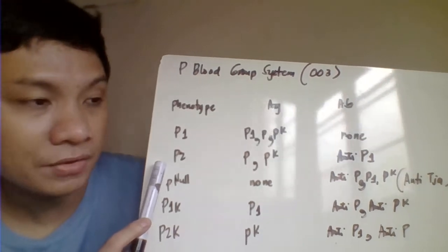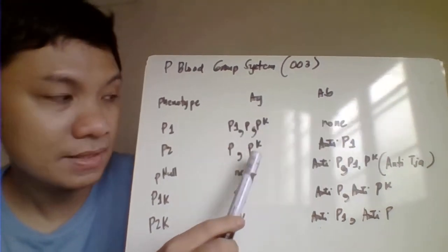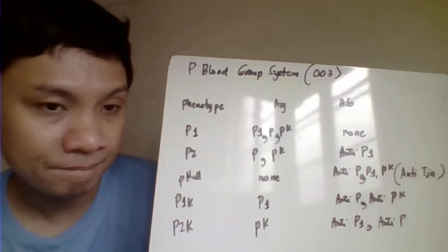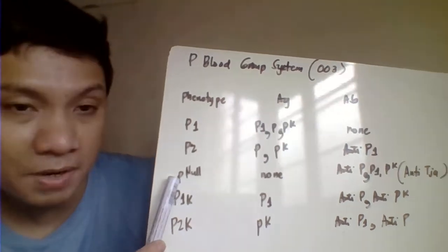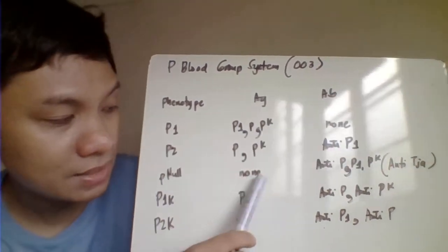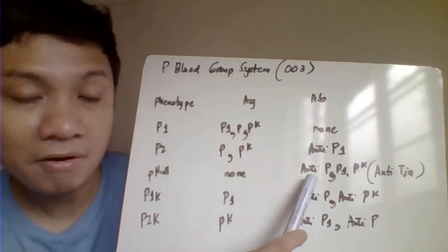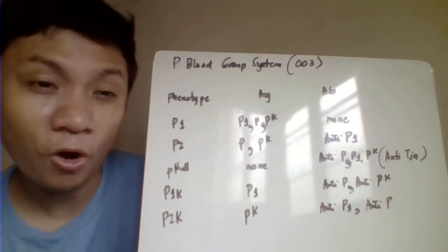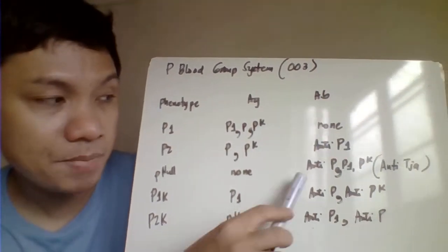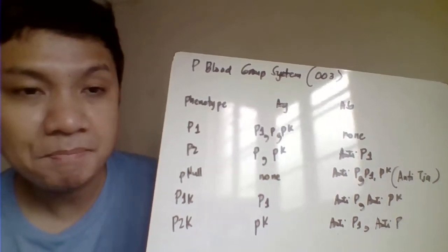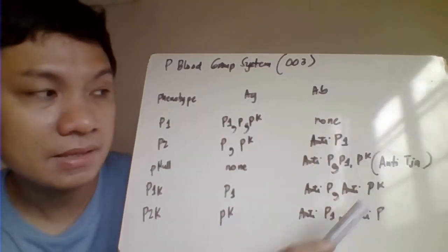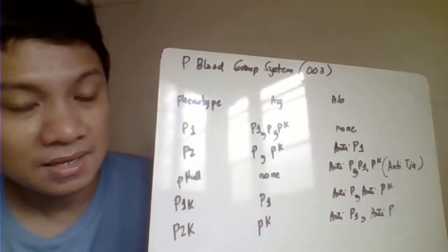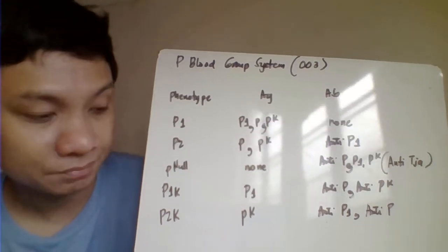The P2, on the other hand, contains your P and PK antigens, so wala siyang P1, therefore makakapag-develop siya ng anti-P1 antibody. Then we have also here the P null, small p, or null, meaning to say wala talaga siyang antigen. So anong antibody natin? Therefore, we are expecting that the patient could develop all types of P antibodies: anti-P, anti-P1, anti-PK. Anti-PP1PK antibody is also called anti-Tja. We're going to discuss it later on. From Mrs. J, that's why tinawag siyang anti-Tja.